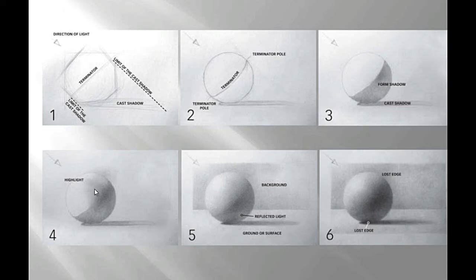At number 4, try to figure out where you put the highlight here at the top, and find your darkest area in the sphere, and put also reflected lights from the surface to the back of the sphere. At number 6, your ball or your drawing is so much like a photograph.